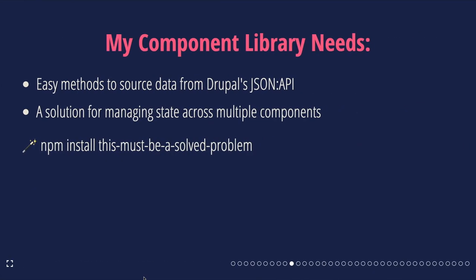So from my perspective, this component library needed utilities to make it easy to source data from Drupal's API endpoints. And then something that would allow that data, that application state, to be managed across this component library and shared across different components, including ones that we haven't built yet. Given the work with Decoupled Drupal and the excitement around it, that seems like something I would have expected to be a mostly solved problem, and for there to be things I could magically NPM install to do it.